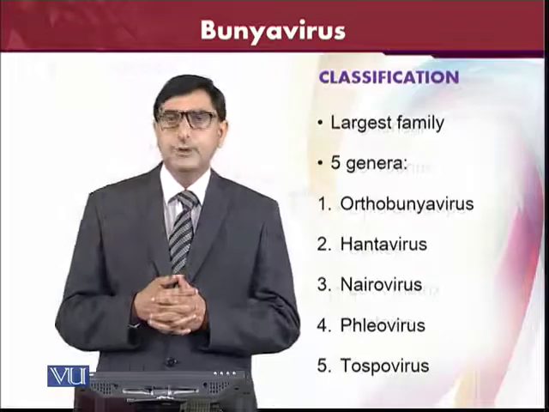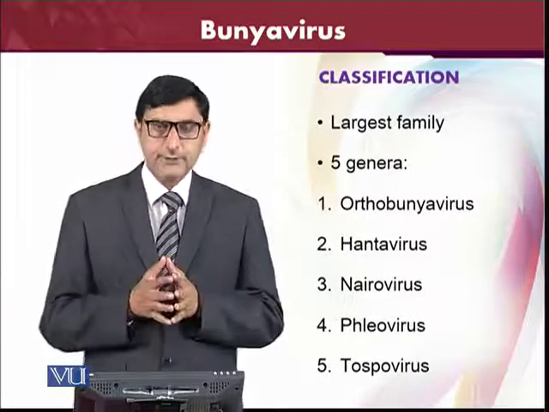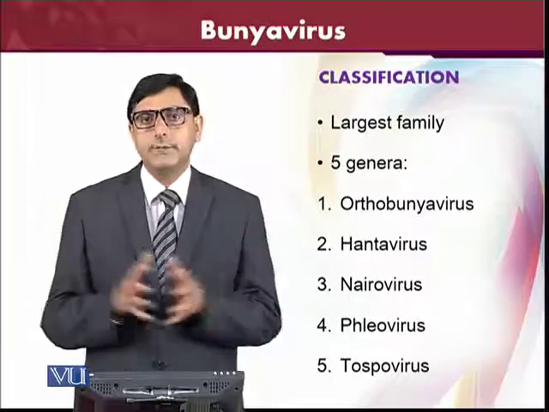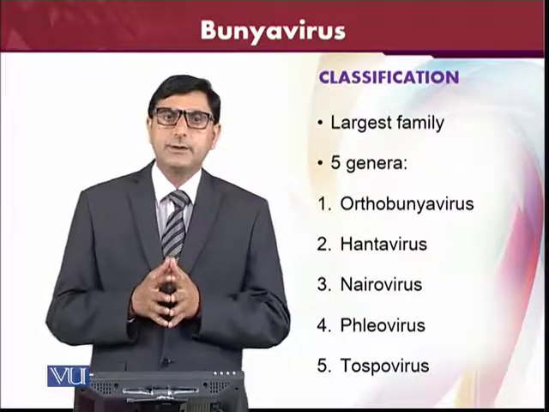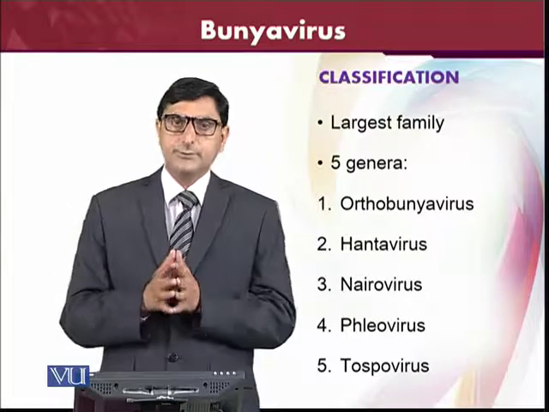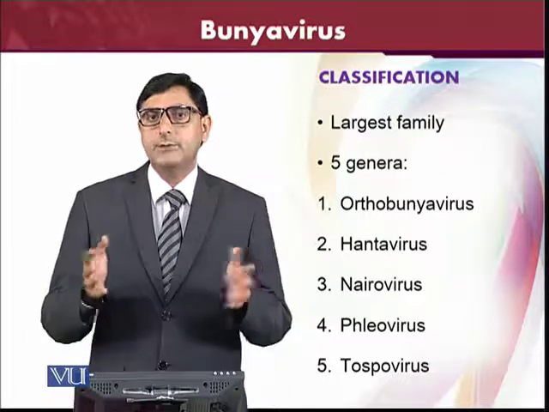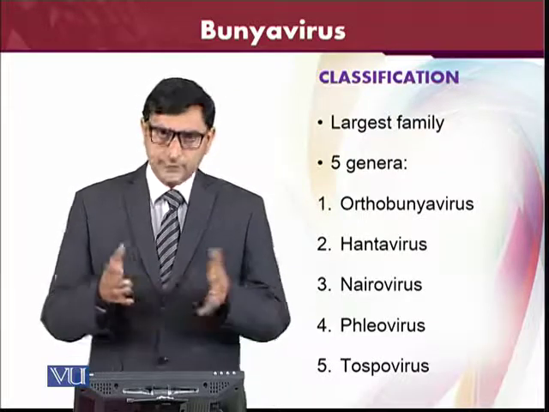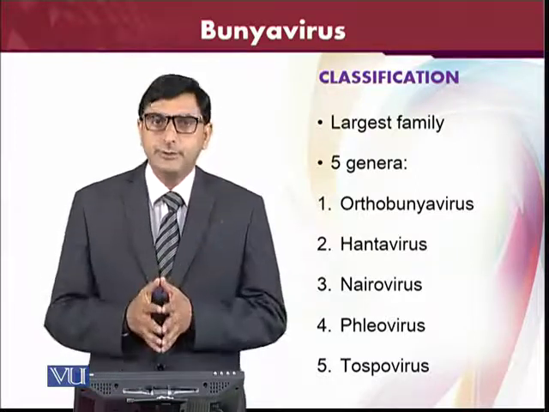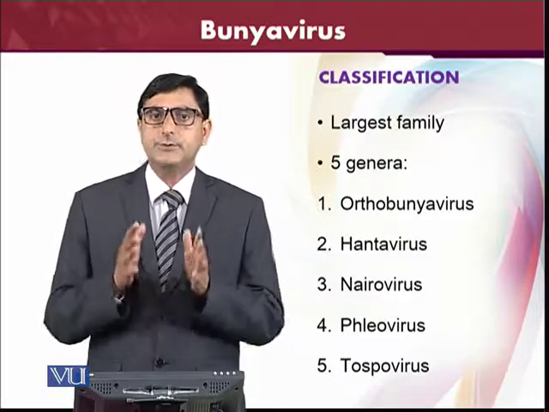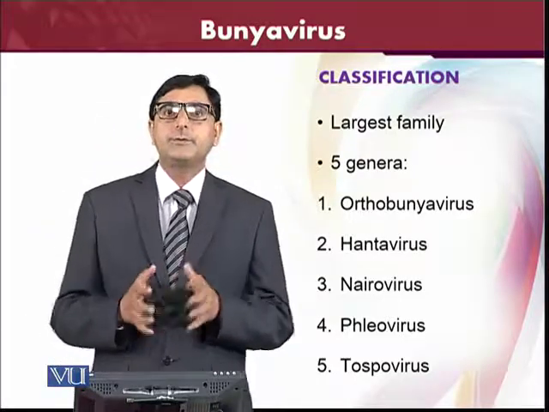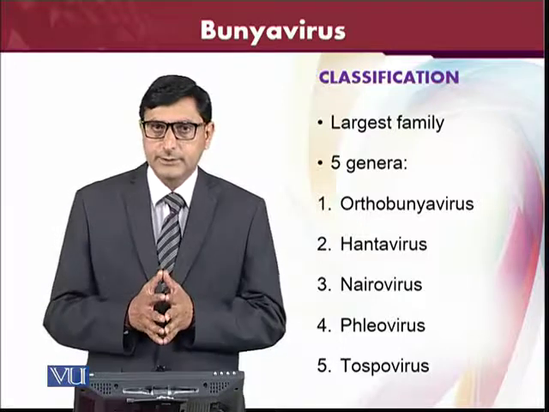Now, the classification of the Bunia viruses. As far as the classification is concerned, these are the largest family of viruses, we can say. They have five really big genera which are causing disease. And as we already said, these are vector-borne diseases, so vectors, the intermediate hosts, are very important. Just like we can take the example of the dengue virus. We will study the dengue virus later. The dengue virus is transmitted through mosquitoes. So from a biological point of view, if we can control the mosquito, we can control the transmission, we can control the transportation by the intermediate host. It will be very easy to control the disease.